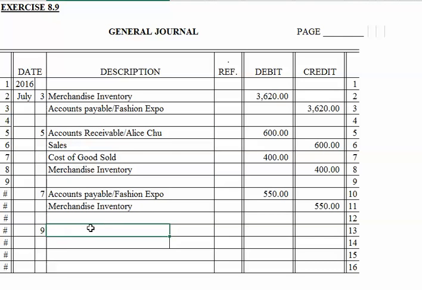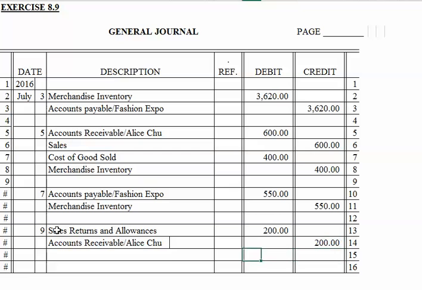So here we'll go. All right, so first we need to use a new account for sales returns and allowances, and we put in the full amount of $200. The credit we use on this one is accounts receivable, because we are no longer going to get that money from Alice. So we are reducing accounts receivable for the amount of the dress.